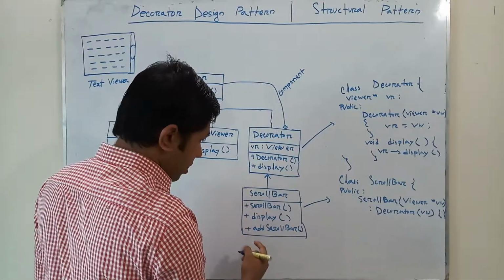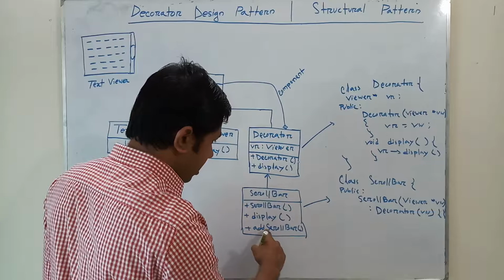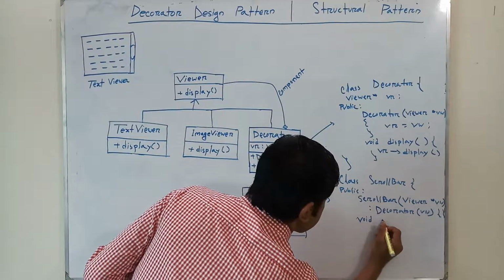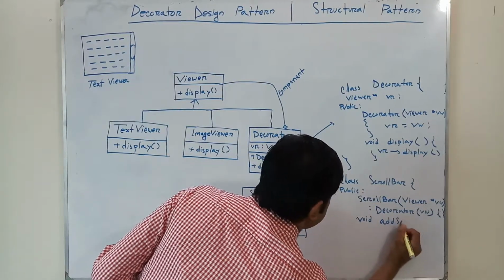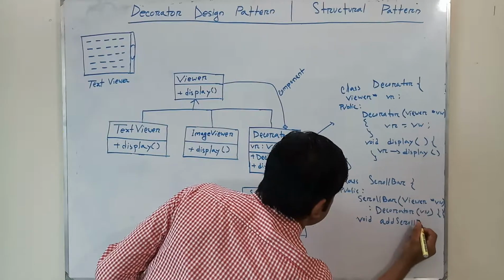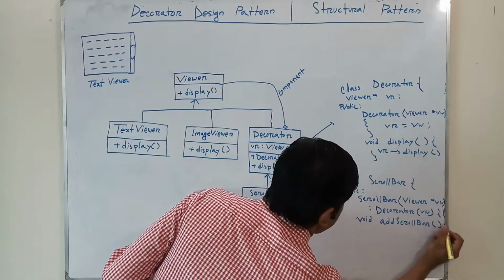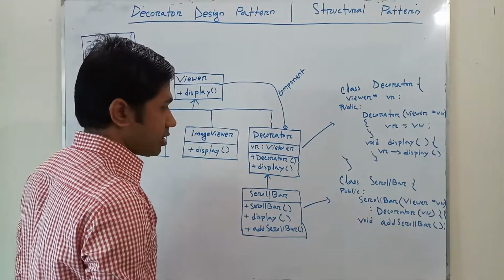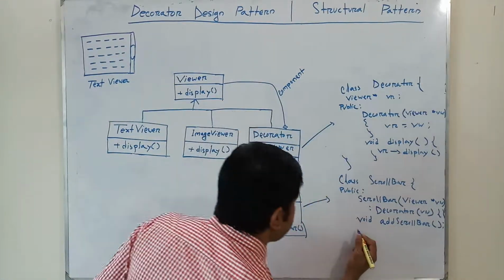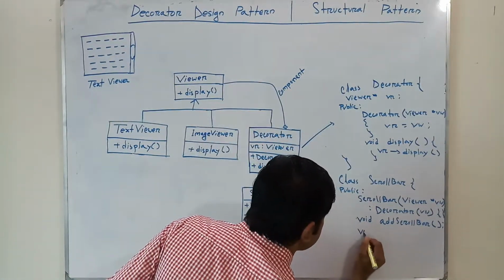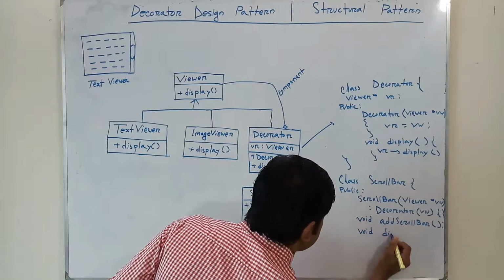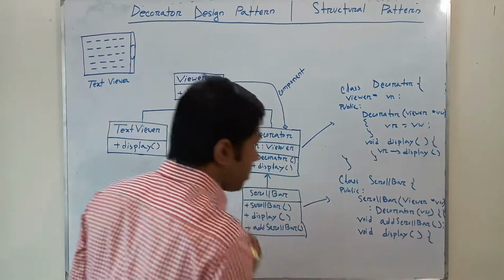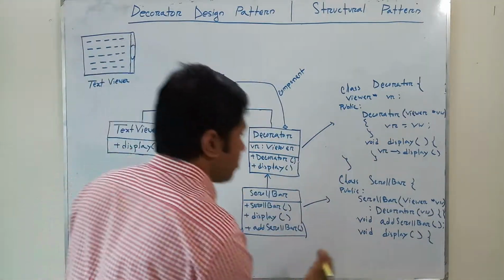And now we will add void addScrollBar. The function will add a scroll bar to the text viewer or image viewer, and the display function will override our base class display function.